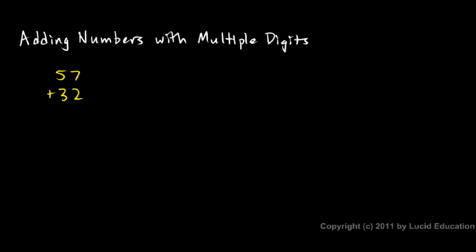These are both two-digit numbers, and when we add them up, it helps to write them such that all the ones digits are in the same column, and all the tens digits are in the same column. So the ones digit from the 57 is right above the ones digit from the 32, and so on. And then when you have it like that, you can just add them together.